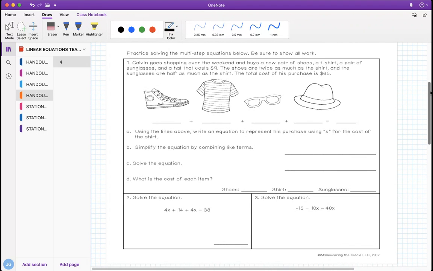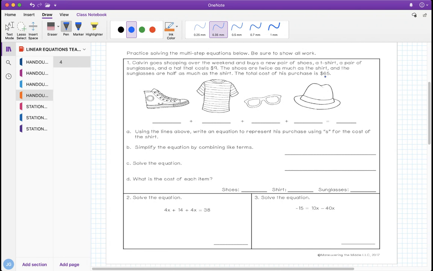All right, so the first thing we have here is Calvin goes shopping over the weekend and buys a pair of shoes, a t-shirt, a pair of sunglasses, a hat for $9. The shoes are twice as much as the shirt, and the sunglasses are half as much as the shirt. The total cost of his purchase is $65. So we need to make an equation in order to find out how much all of these items are.